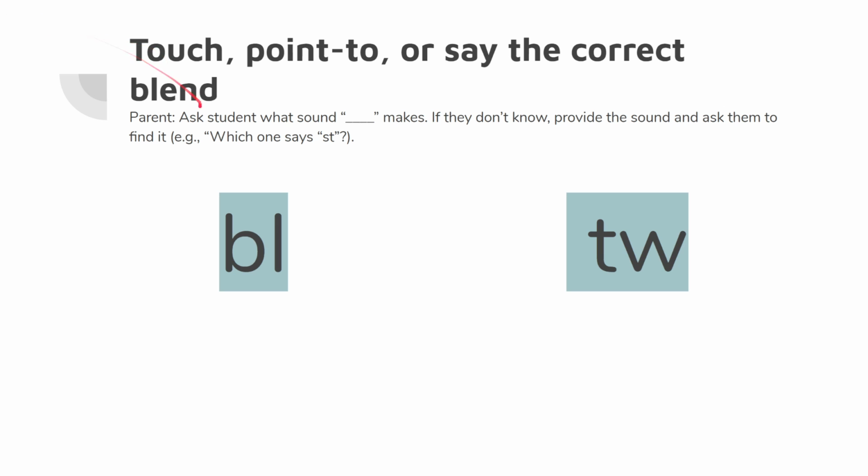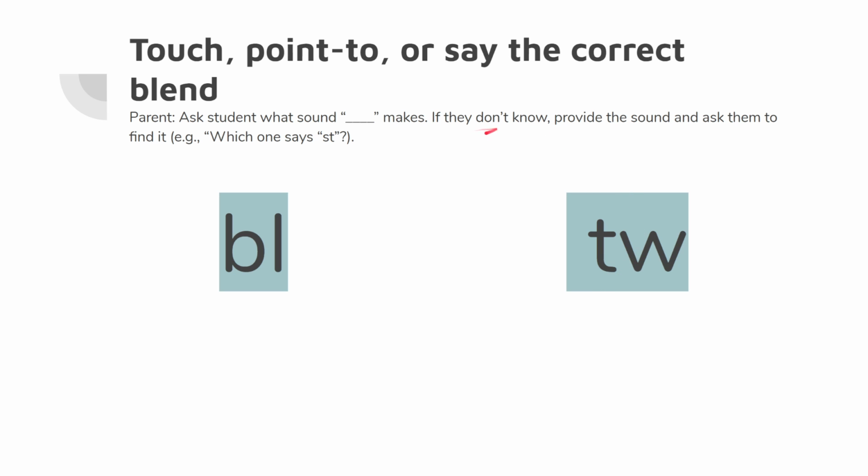As the directions up here say, you can ask your child what sound this makes. So you could say, what sound does the BL make? And you'd be hoping for "blah," because that's our BL blend sound. Or, what sound does the TW make? And hopefully they would say "tw." Or hopefully not, because if you're still working on this, they may not know it, and that's kind of the point. But that's the goal.